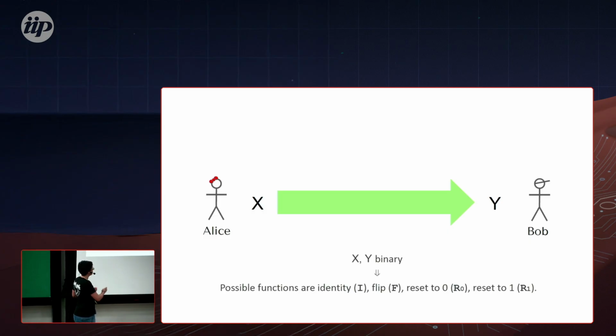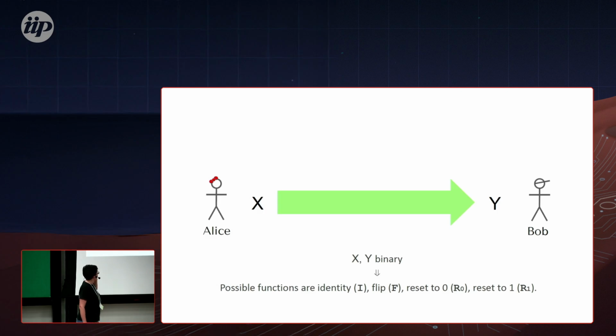This means that the function that the green channel applies could be identity, so nothing changes, flip, that is y is just the flip of x, or it could be reset to 0, reset to 1. That's the situation in which y completely ignores what x is and just outputs always 0 or always 1.